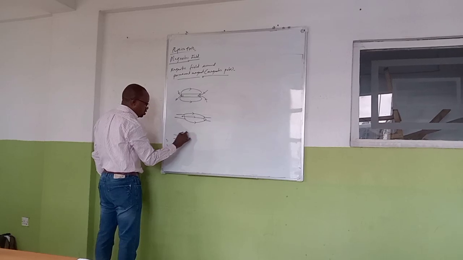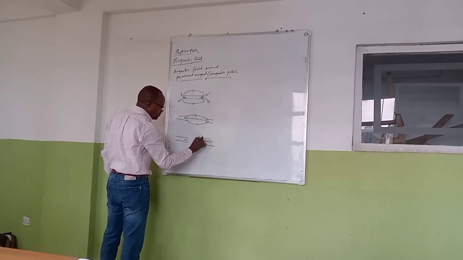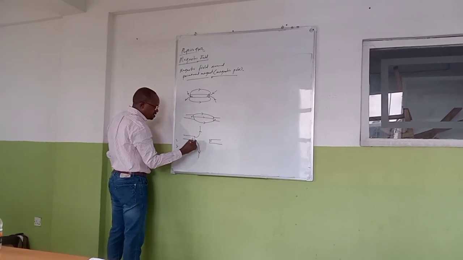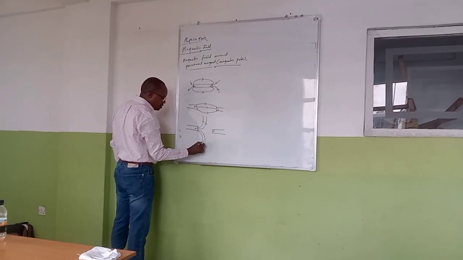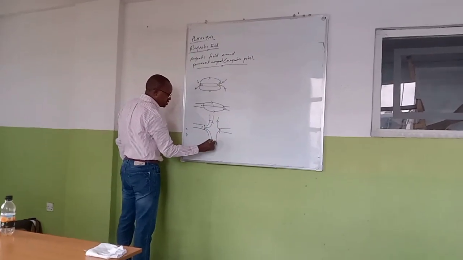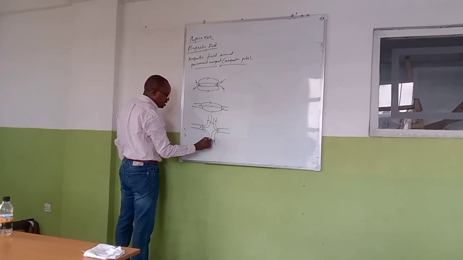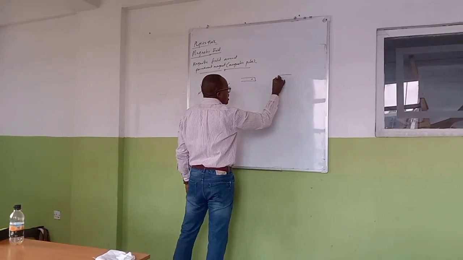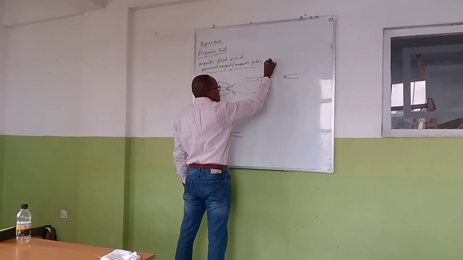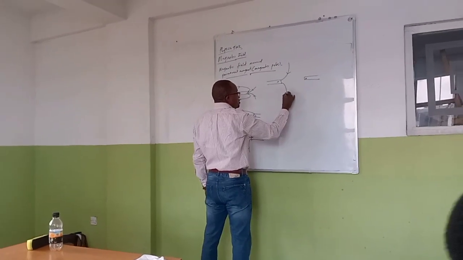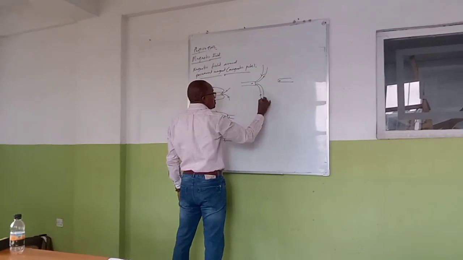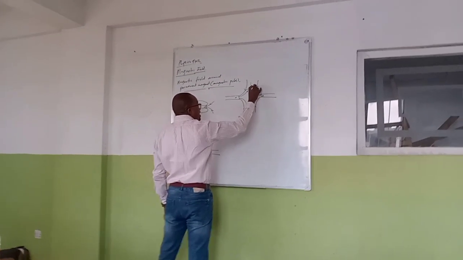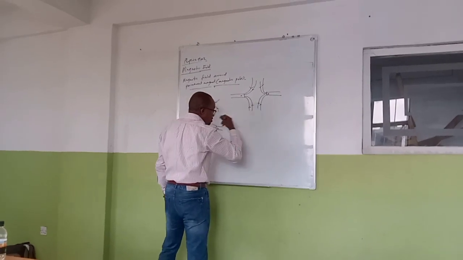So if you have two norths, how does the magnetic field interact? The magnetic field lines propel themselves outwards. So if you then have two south poles, how will the magnetic field lines interact? The magnetic field lines propel themselves outwards.